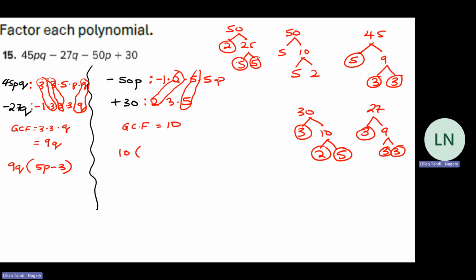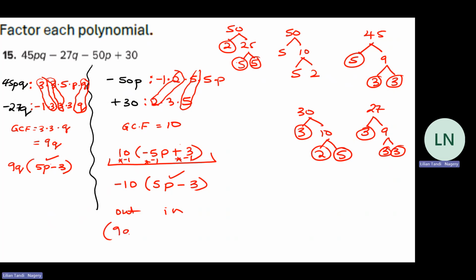10 is outside, inside is -5P plus 3. My insides are not the same, so I will multiply every term by -1. -10, 5P minus 3. Now my insides are the same. So I write my answer out in 9Q minus 10, 5P minus 3. Box your answer.